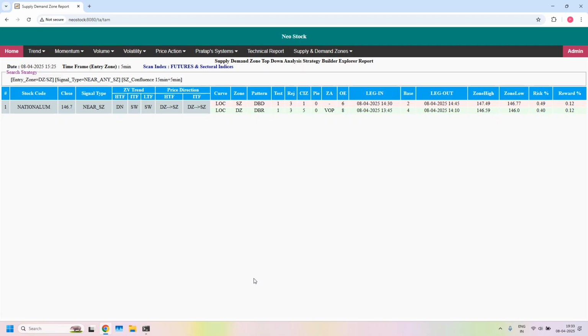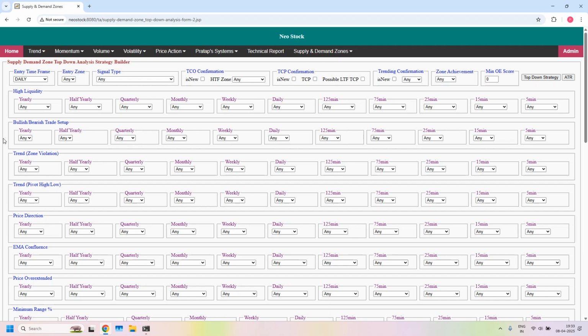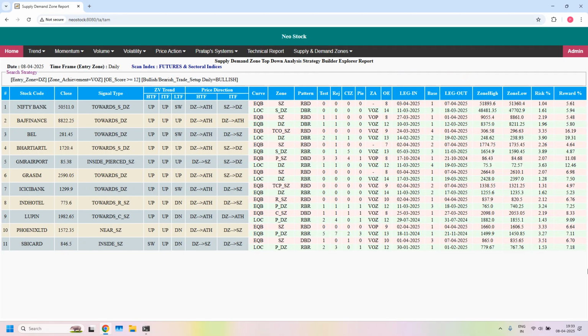Okay, next we will generate bullish and bearish trade setups for monthly, weekly, daily and hourly income trades. Bullish trade setup for monthly income trade, entry time frame daily, entry zone demand zone, bullish or bearish at daily, selecting bullish, zone achievement violated opposing zone, minimum odd enhancers score 12. With these filters we got 11 stocks.